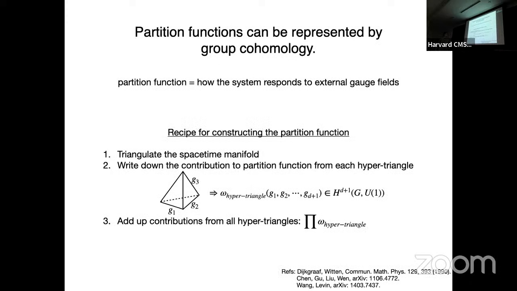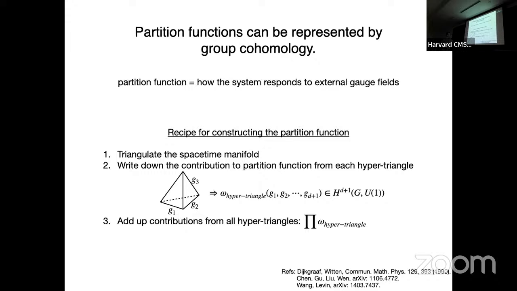Now I want to explain these partition functions. So what is a partition function? In the standard language, it should really be called a generating functional, meaning it tells me how the system responds to some external perturbation. Here, the perturbation is regarded as external gauge fields. Again, as I pointed out, I will be assuming the crystalline equivalence principle, so whenever I see any lattice symmetry, let's just view it as an internal symmetry. Then from these references, there's actually a recipe for constructing such partition functions.